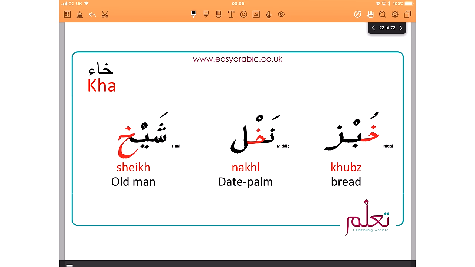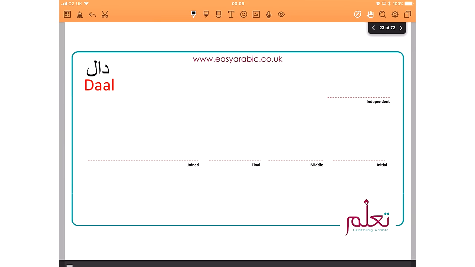Next one is the letter dal. So we have dal on its own, and then in the initial position it is the same. In the middle, something joins onto it, and finally it is dal. The joined up form will be the same. At the beginning it's like this, but if something was joining onto it, it'll be dal again.